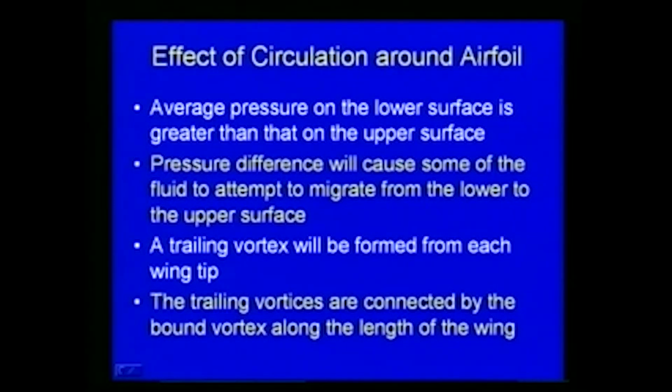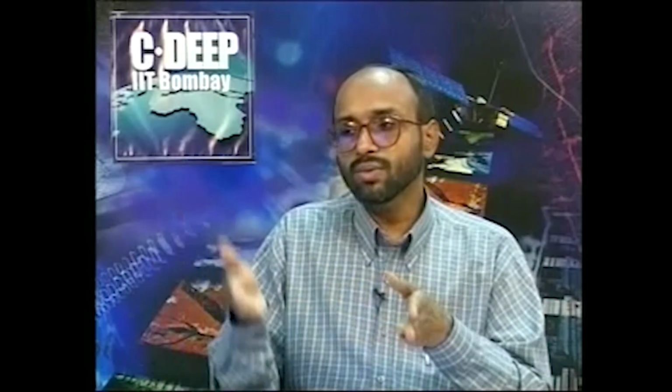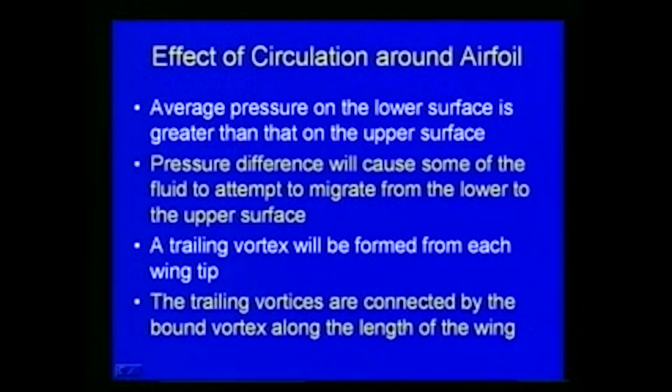So with this effect of circulation around the airfoil, you can see that the average pressure on the lower surface is greater than that on the upper surface, and this pressure difference will cause some of the fluid to attempt to migrate from the lower to the upper surface, and finally a trailing vortex will be formed from each wing tip. If we consider the aircraft wing, due to this pressure difference some of the fluid will migrate from the lower to the upper surface, and then a trailing vortex will be formed from each wing tip, and the trailing vortices are connected by the bound vortex along the length of the wing.